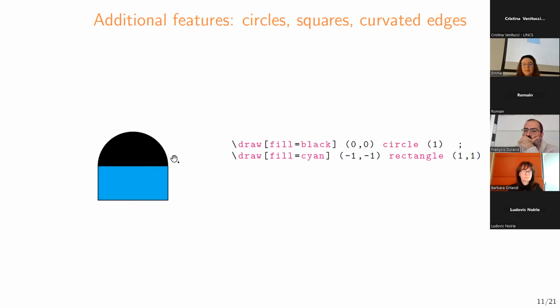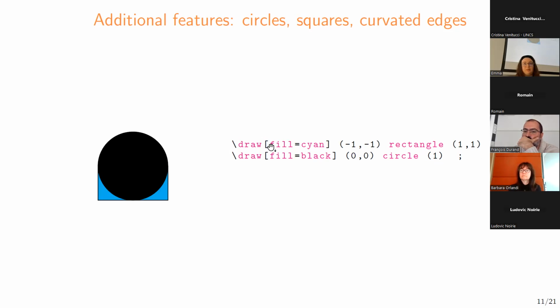Okay. Yeah, and if you want to draw several figures, the order in which you draw them counts. So here, if you draw the circle first and then the rectangle, it looks like this, with the rectangle in front of the circle. But if you draw it in the reverse order, then it changes.